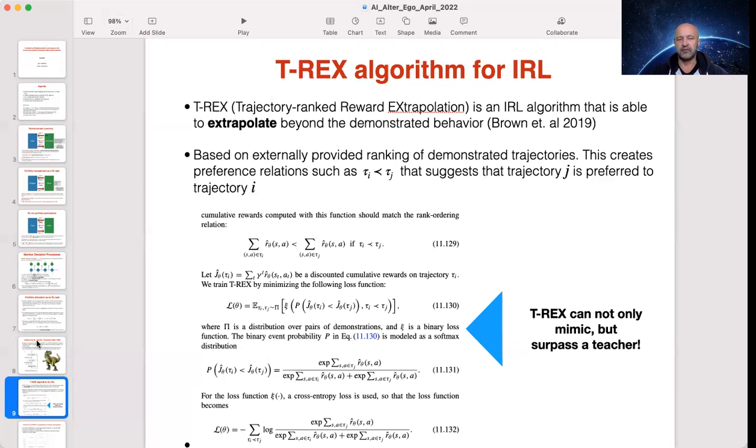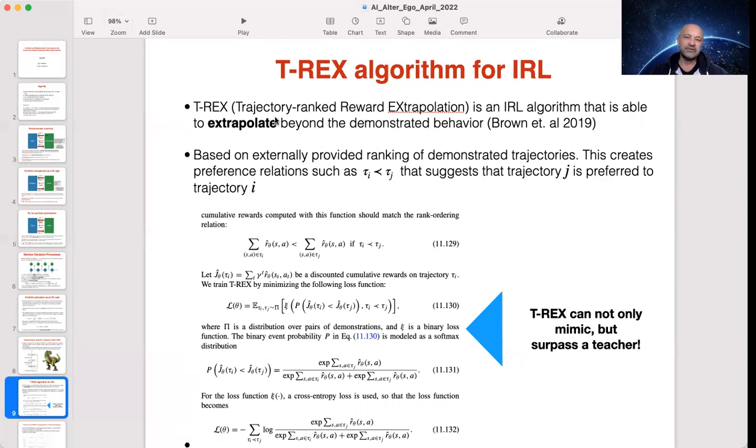Just a few words about the T-Rex algorithm, which we use here. T-Rex stands for trajectory ranked reward extrapolation. And this is the IRL algorithm, which was developed and presented in 2019 by researchers from Washington University.